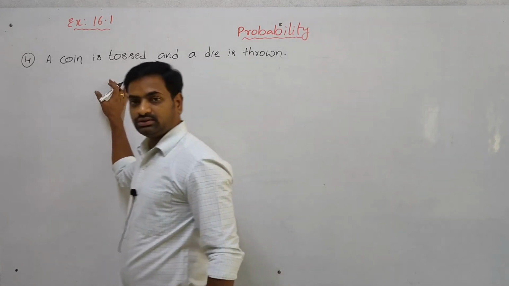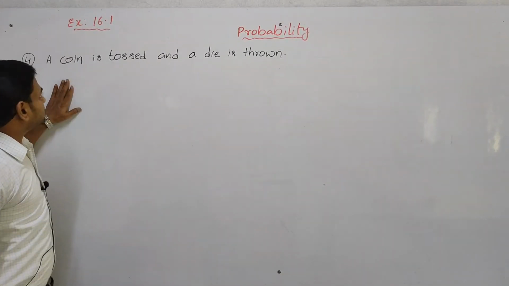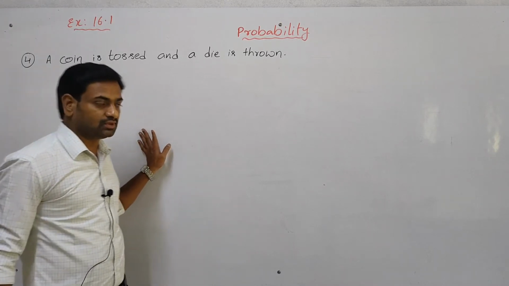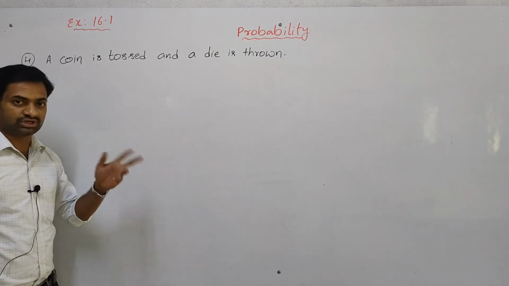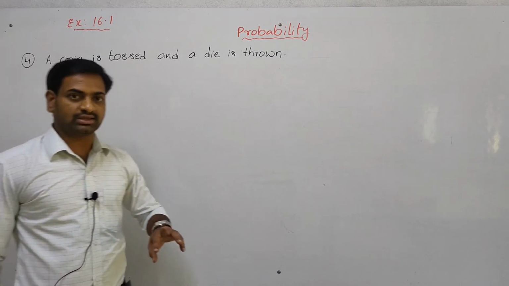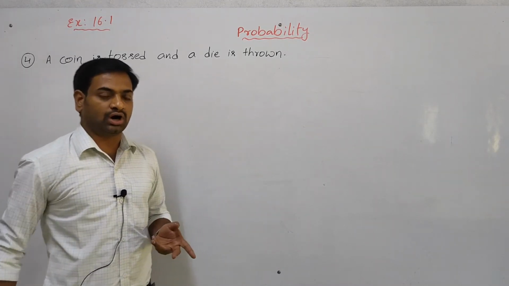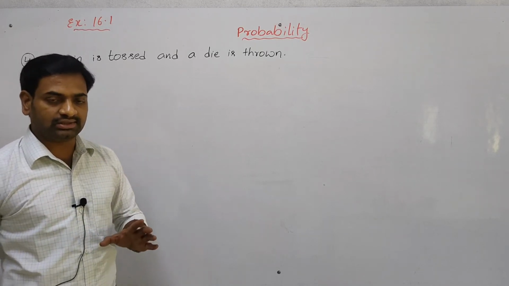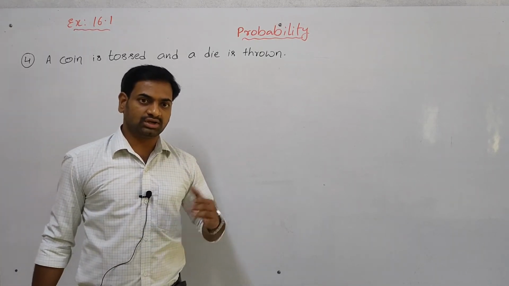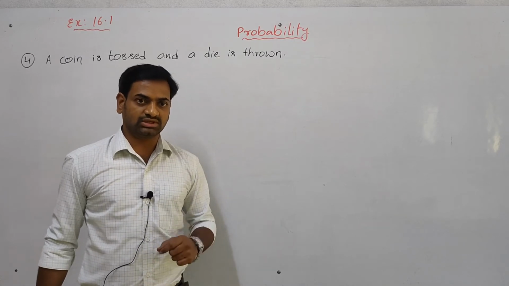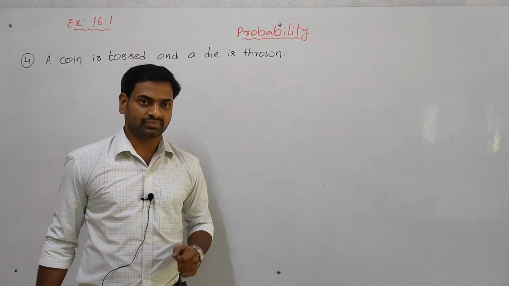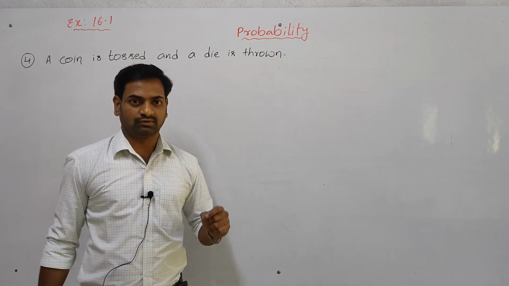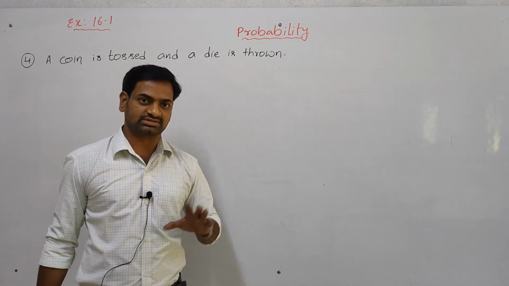Let us see the next one. A coin is tossed and a die is thrown. So here both are there. The coin is there and the die is there. All of you know, if you toss a coin, the number of outcomes is 2. Next, if you throw a die, the outcomes are 6: 1, 2, 3, 4, 5, 6.